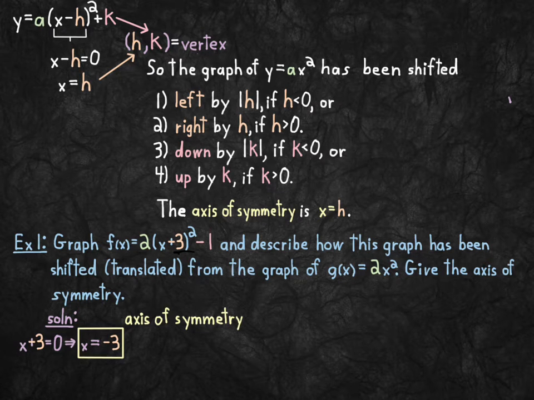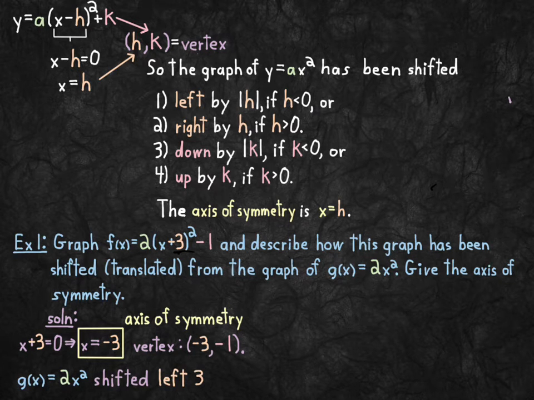That also tells me that the first coordinate of the vertex is the number negative 3. Then the second coordinate is just negative 1 because of the negative 1 here. It just goes there. Okay, so this means that the graph has been shifted from the graph of g of x equals 2x squared. It's been shifted left 3 and down 1. It's that simple, okay? Left 3, down 1. As long as you get the vertex right, you should get that part. As long as you don't psych yourself out, I guess. So left 3 and down 1.